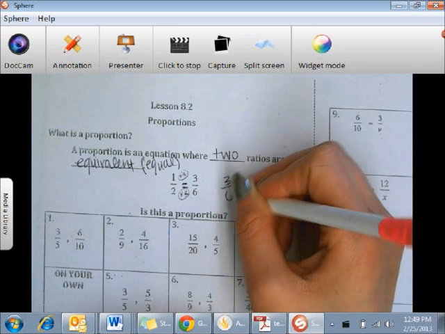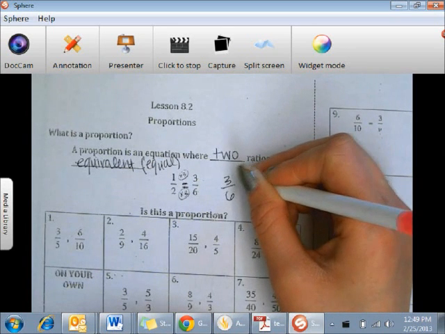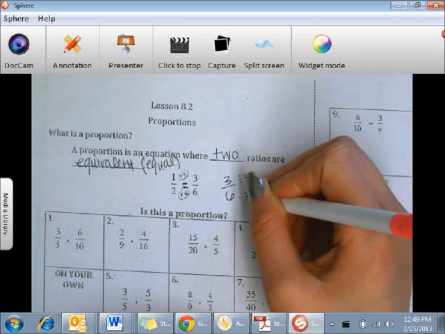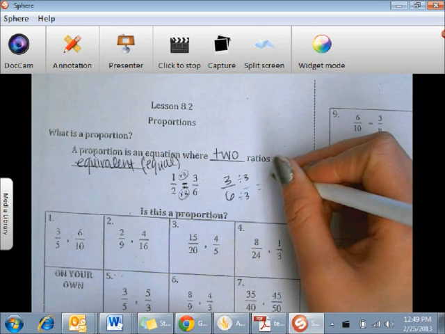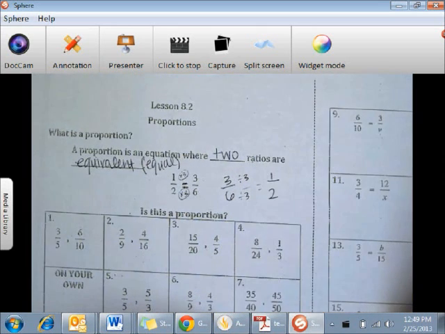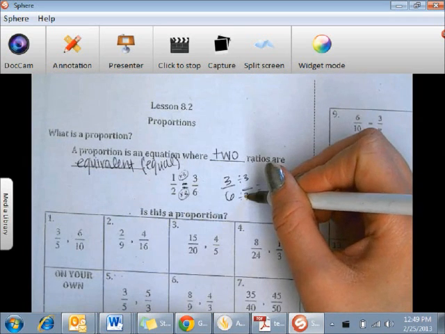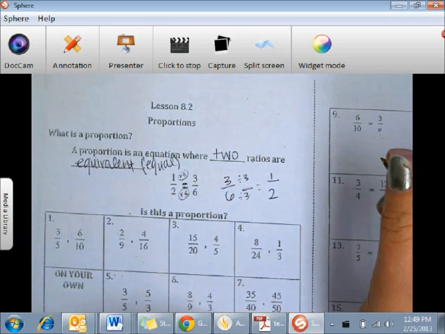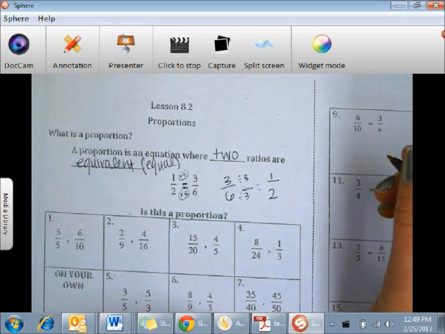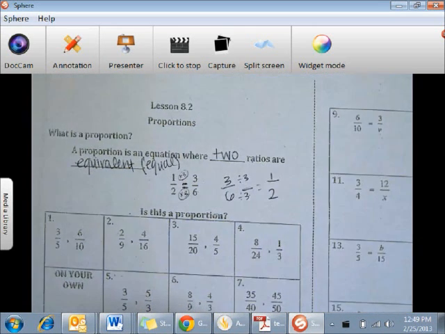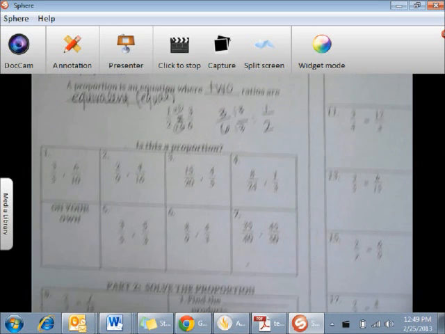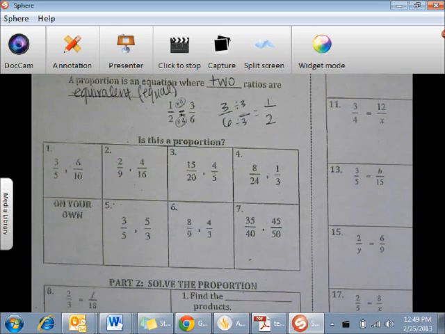Same thing if I were to say 3/6 divided by 3 gives me 1/2. And we know that works because we're dividing by 3 over 3, but that's the same thing as dividing by 1 whole. And that's our identity property of multiplication or division. Alright, so now we have to check and see if these make a proportion.